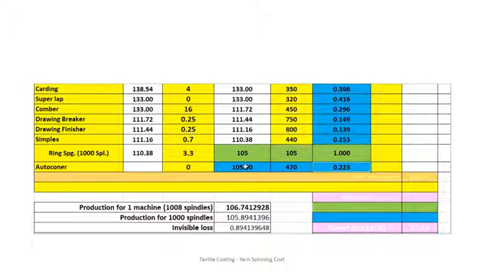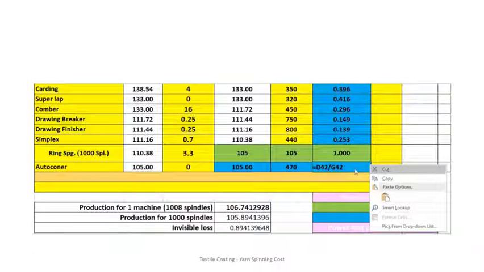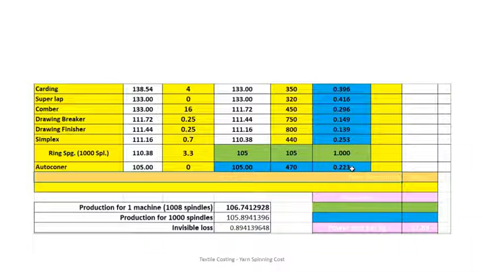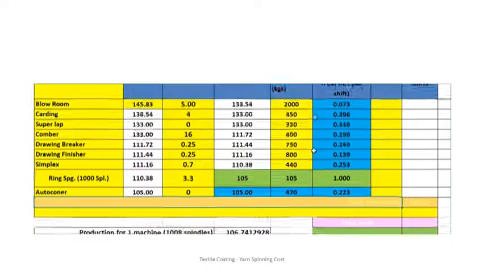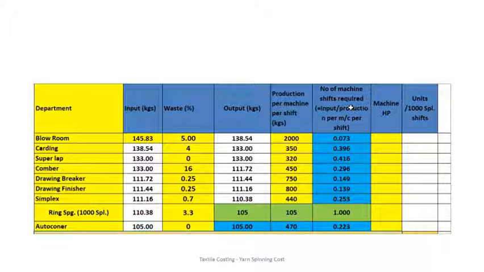So auto corner, it is the same 105 and it is 470. We have 105 as the input here, and we assume that there is zero wastage, and so it is 470 here, and so 105 divided by 470 is this much, 0.223. So this is the number of machine shifts required for the particular GPS.